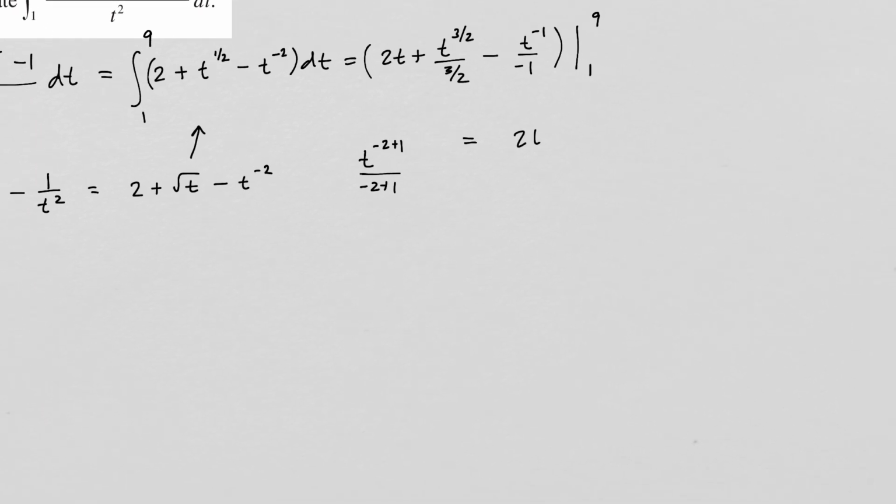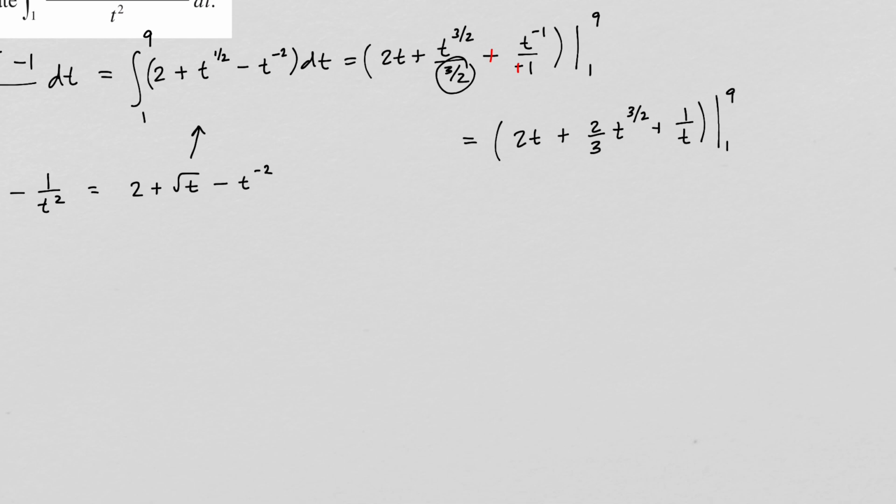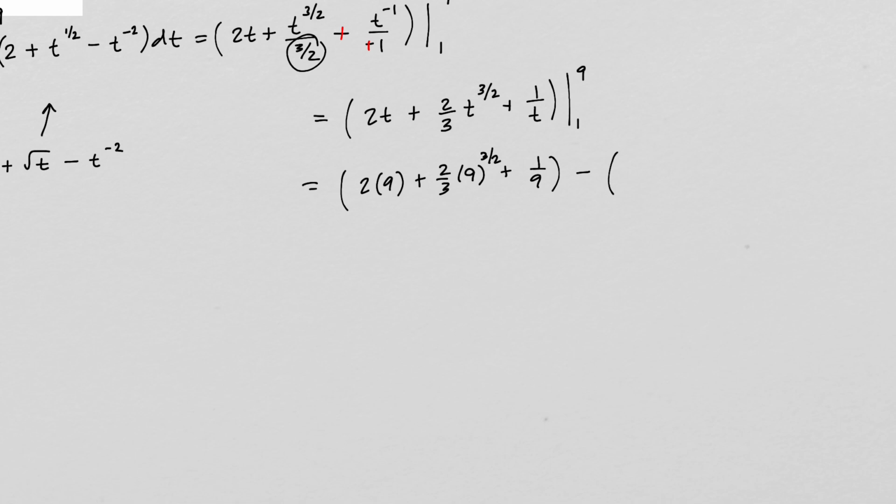So first, let's simplify. We have 2t plus, dividing by 3/2 is the same as multiplying by 2/3. And then here, the minus and the minus cancel out, so we get a positive, and t to the -1 is 1 over t. And this goes from 1 to 9. And so now we'll go ahead and plug in 9. And then subtract, plug in 1.